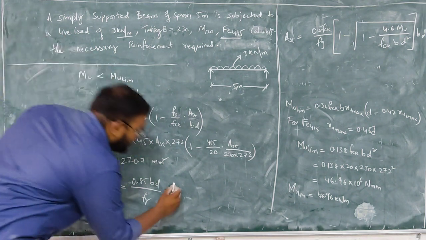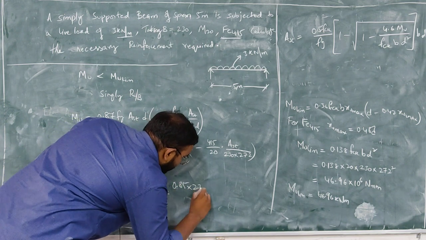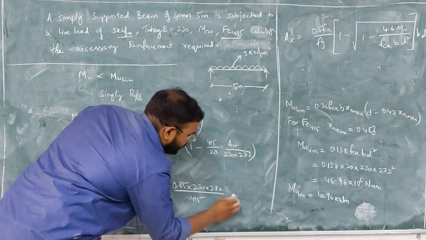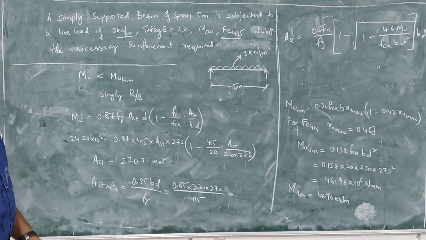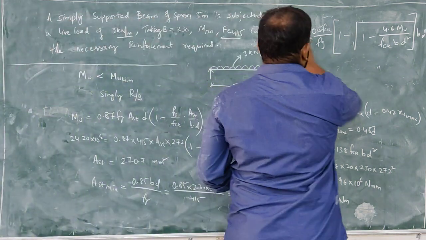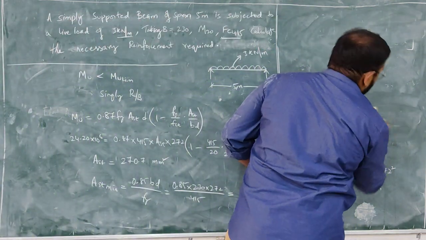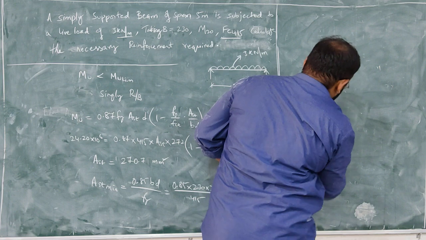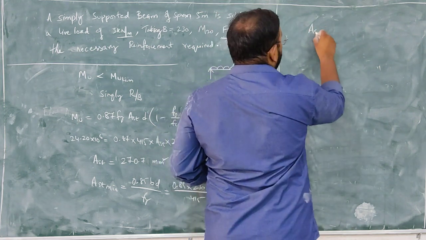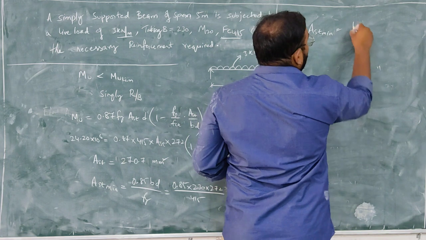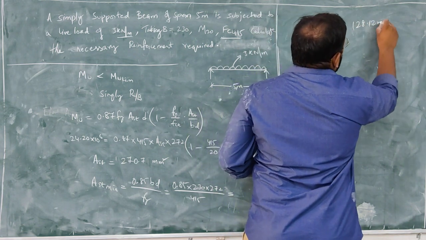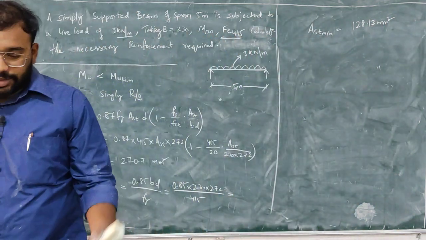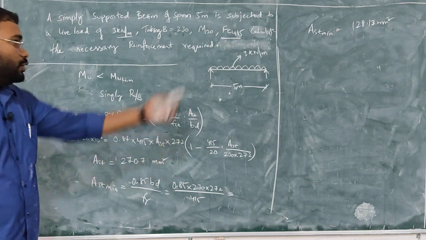0.85 bd by fy. Substitute the values here: 0.85 into 230 into 272 divided by 415. How much reinforcement are you getting? Ast minimum is equal to 128.13 mm square.